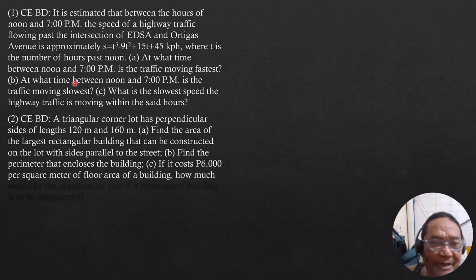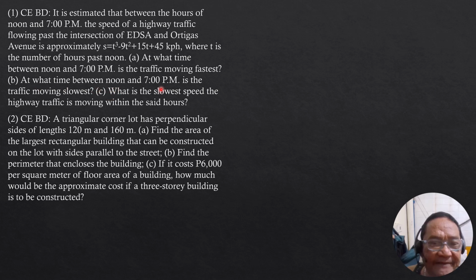At what time between noon and 7 p.m. is the traffic moving fastest? Then B, at what time between noon and 7 p.m. is the traffic moving slowest? Then what is the slowest speed that the highway traffic is moving within the said hours?